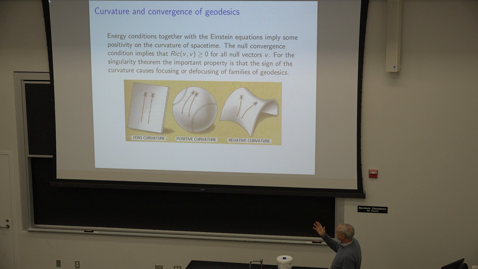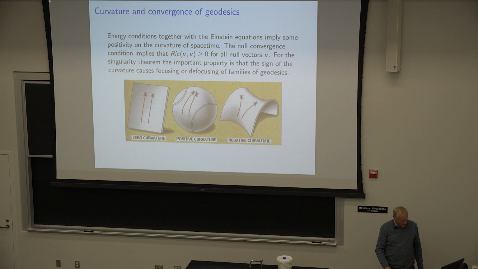And so you can see those little ants live on these curved surfaces. On the zero curvature surface, the two geodesics which start parallel remain parallel. In the positive curvature case, if two geodesics start parallel, they tend to come together. And actually, they will focus at the opposite point, if that's a round sphere. Whereas for negative curvature, the two geodesics starting parallel will diverge. So it's the effect of the sign of the curvature on the focusing or defocusing of geodesics which is important in the singularity theorem.